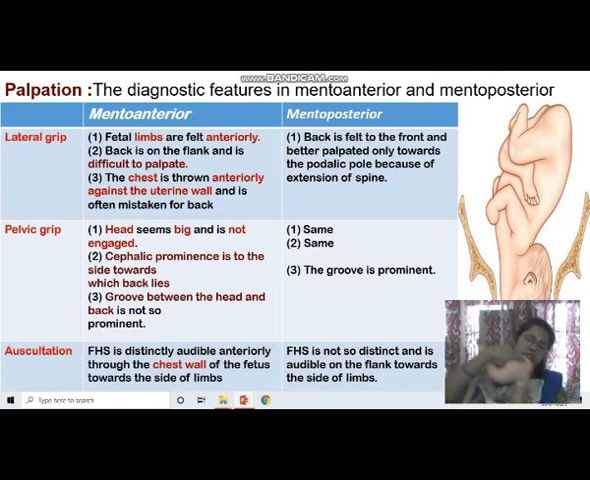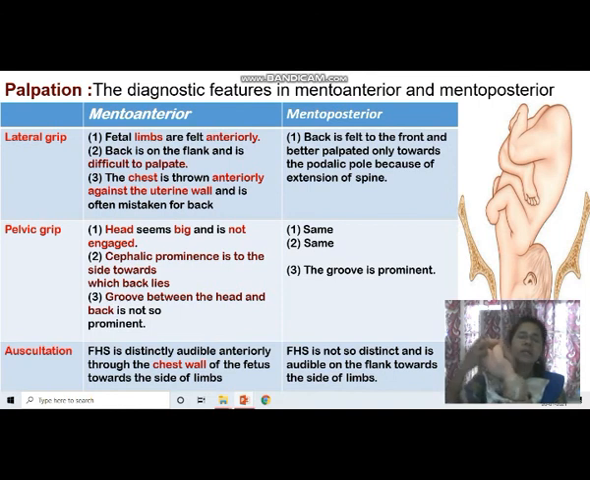This is the posterior position. In the posterior position, you can see the groove very clearly, the groove between the head and the back. And the FHS is directly audible, and because the chest is in front, we can hear the FHS very clearly. The chest part at the front is towards the side of the limbs. That's why we can hear the auscultation very clearly.